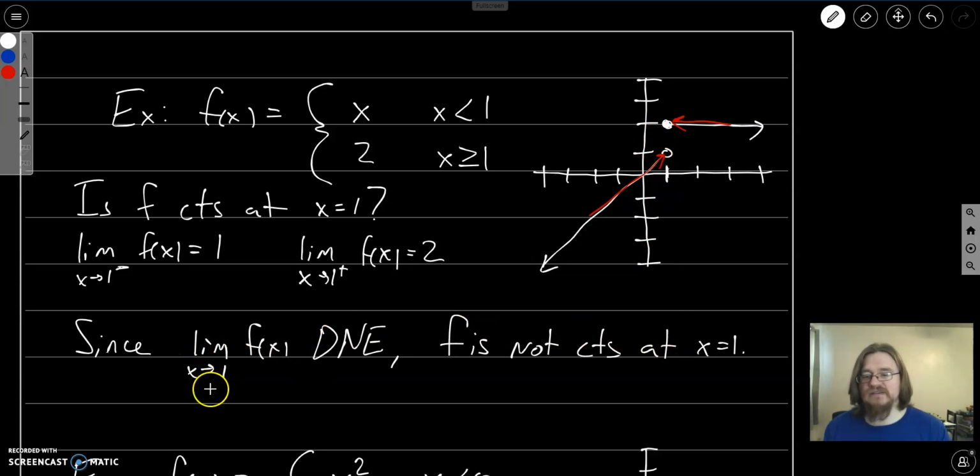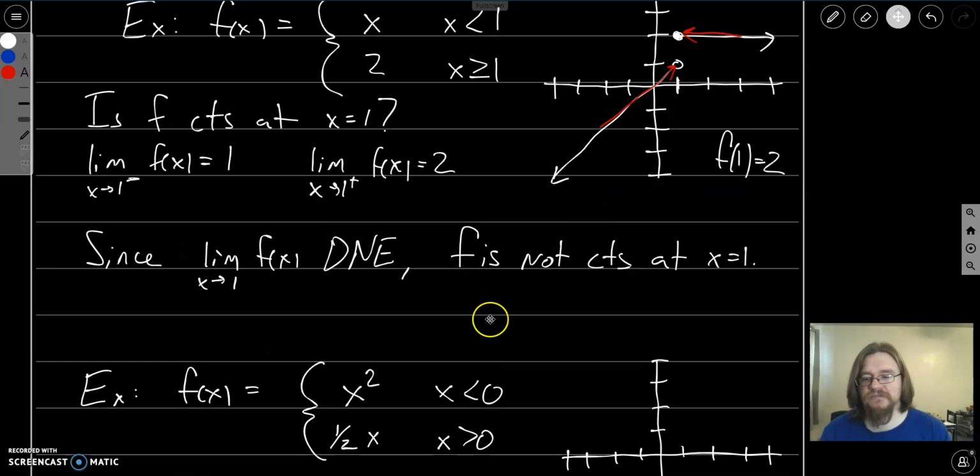The function value does exist, however. So just for posterity, if I plug 1 into f, I can see that I'm going to use this part of my piecewise function, and f at 1 is going to be equal to 2. So the function value does exist, but the limit doesn't. So our function is not continuous.